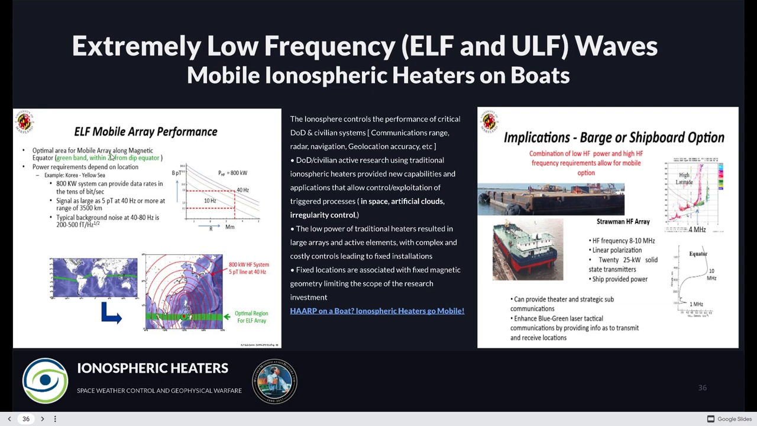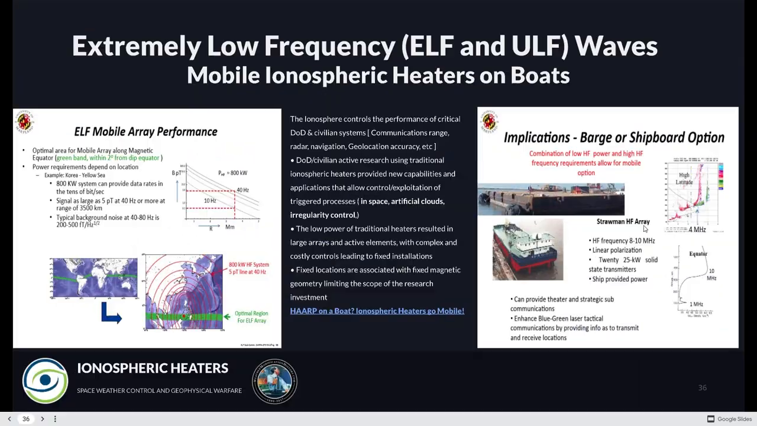Optimal area for mobile array along magnetic equator, green band within 2 degrees of the dip equator. And he shows this green band all the way across the world, where would be an ideal location for a mobile HAARP, a mobile ionospheric heater, a mobile array on a barge. And as he called it, the straw man high frequency array. To this day, I have not been able to verify whether or not a straw man high frequency array has been built. But use your imagination.